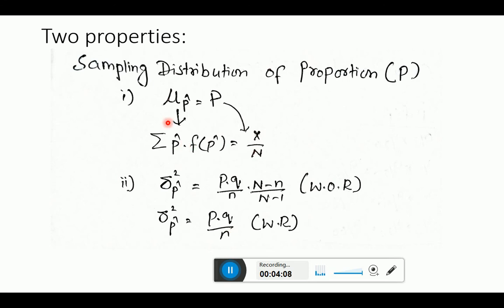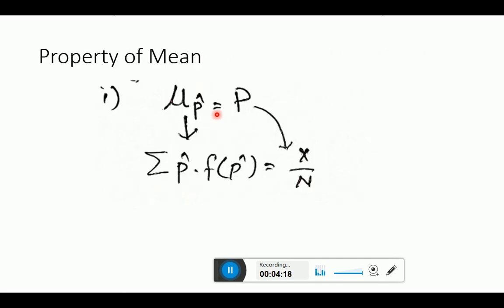Now let's start with the average: the average of the sampling distribution of the proportion must be equal to the population proportion. First we are going to solve the mean of the sampling distribution of proportion with the help of this formula. First I will find mu of p cap with the help of the formula, summation p cap f of p cap, and then I will equate this average to p, and p we will calculate with the help of capital X over n. Now let's start from the question.